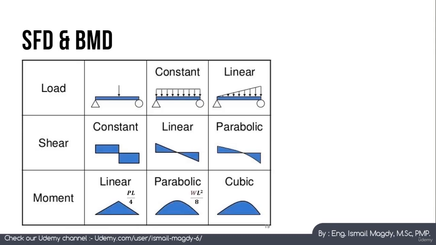Shear force diagrams and bending moment diagrams are graphical representations of the internal forces inside a beam. Here we can see a sample of the shear force diagram and bending moment diagram for typical forms of loading. In case of a concentrated force in the middle of the beam, the shear force will be in this shape with a value of PL over 2 on each side, and the bending moment will be in this shape with a value of PL over 4. If the force is not exactly in the middle of the beam, then the reactions can be calculated and the bending moment will be calculated as we learned earlier in this lecture.